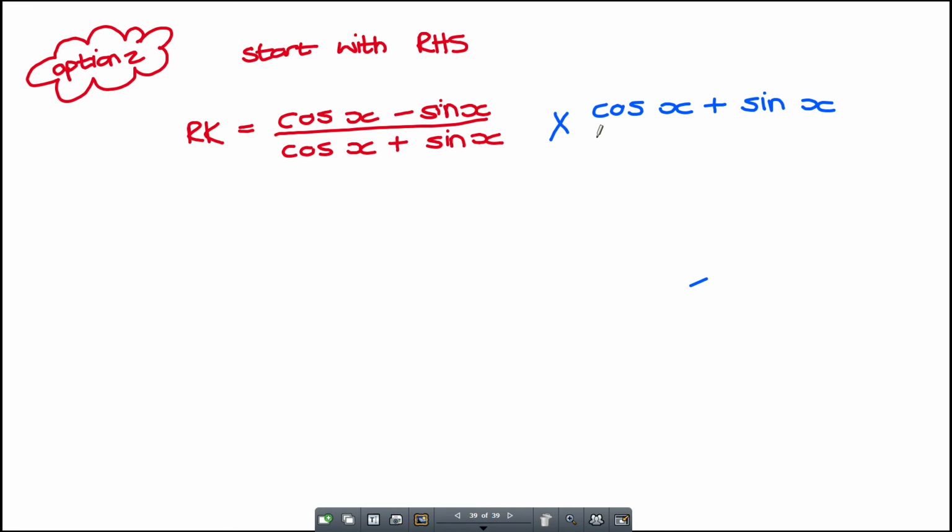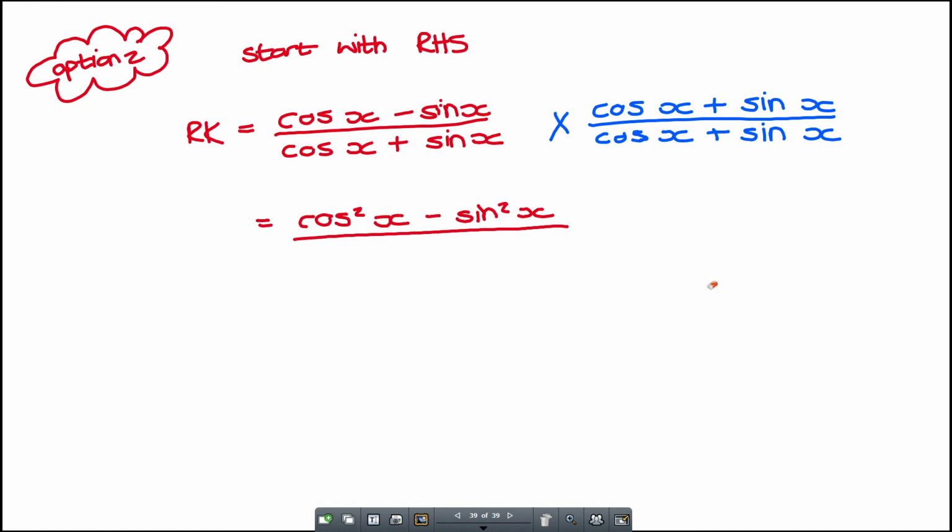Okay, now when I want to multiply with that, I also have to do it at the bottom. So cos x plus sin x. Whatever you multiply with must be the same at the top and the bottom. Okay, so now at the top, it would give me cos squared x minus sin squared x. And at the bottom, it looks like this: that whole thing and this whole thing.